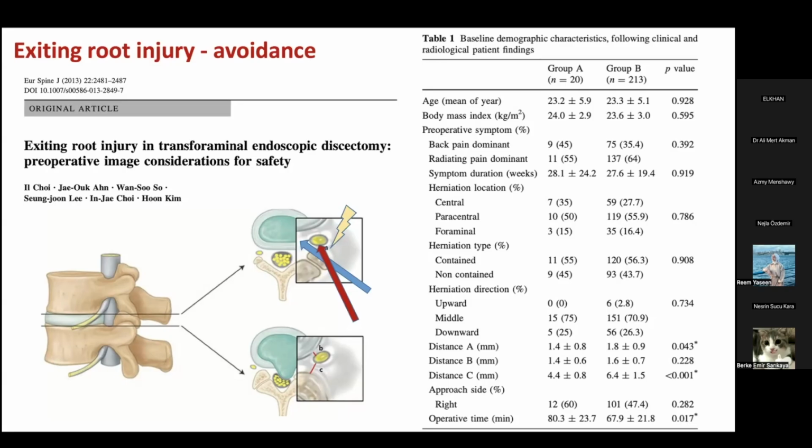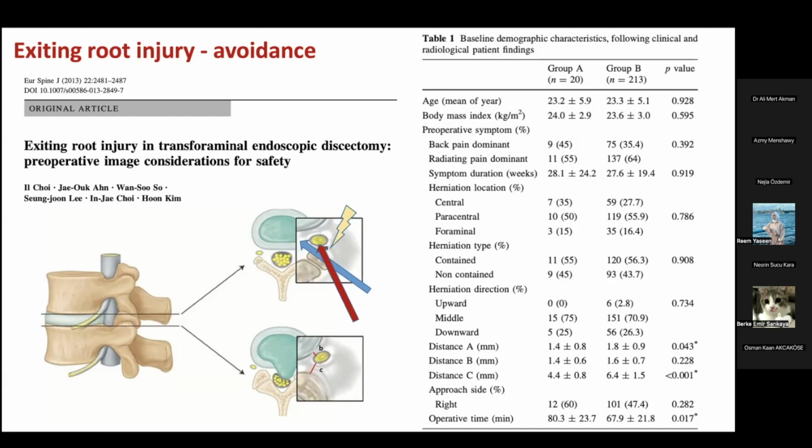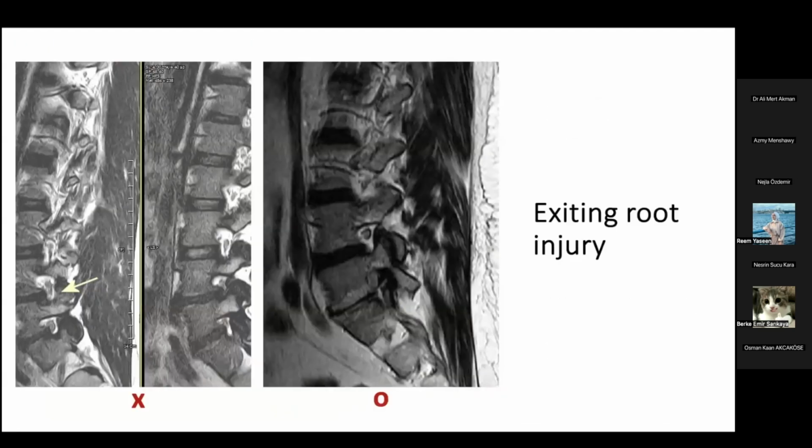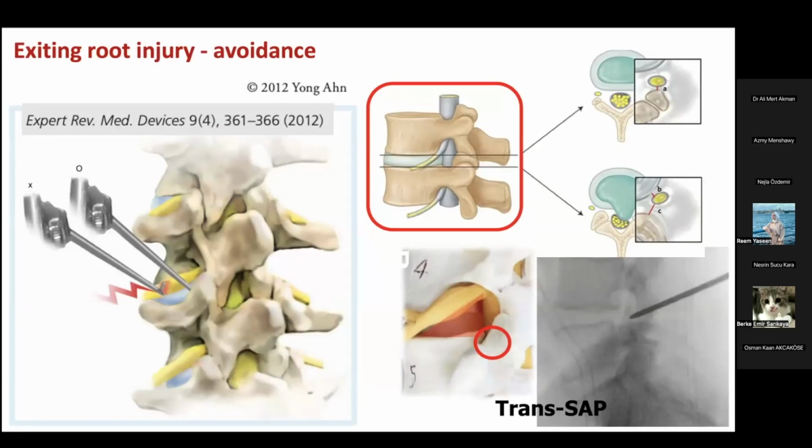So once again, if you come from a more shallow corridor and take a little bit out of the ventral part of the SAP, there's a lower chance of exiting root injuries. You can see this on the pre-op images. If you see a sagittal image showing the nerve root just adjacent to the disc level, there's a little bit higher risk of exiting root injury during the procedure. But if you see the exiting nerve root a little bit away from the disc level, that might be a better chance of a safer procedure.